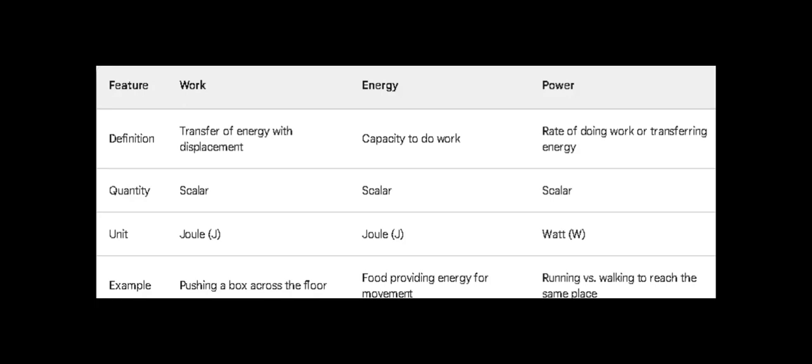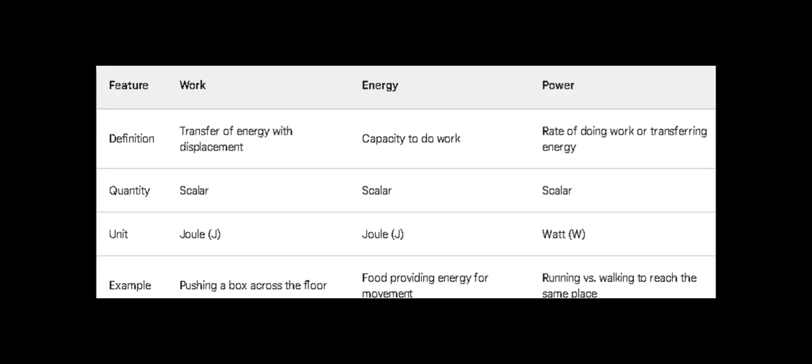Power is a scalar quantity, with only magnitude, how fast work is done, and no direction. Measured in watts, W, where 1 watt equals 1 joule per second, J/s. Formula: power equals work/time. Kinetic energy is the energy of an object due to its motion.